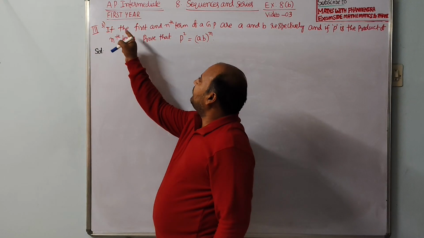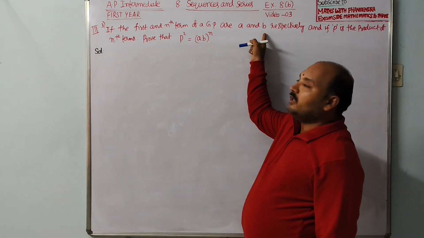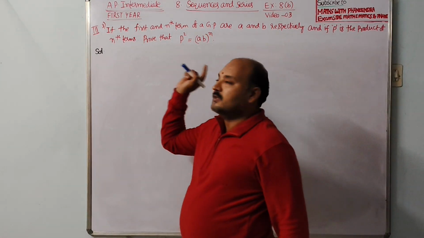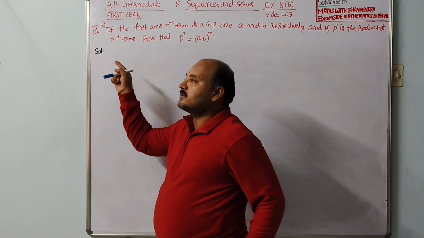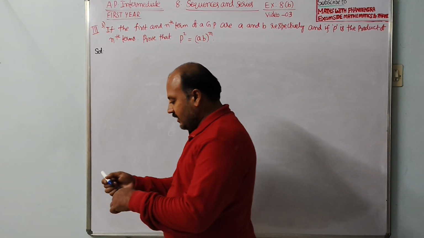Here the question is, if the first and nth terms of a GP are A and B respectively, and if P is the product of n terms, then prove that P square equals AB whole power n.